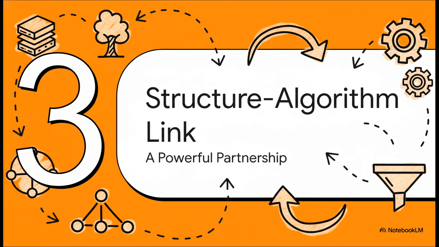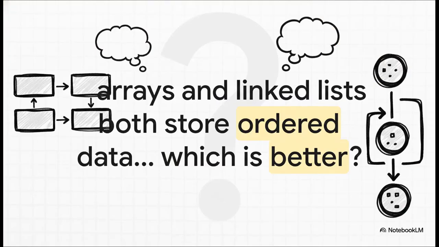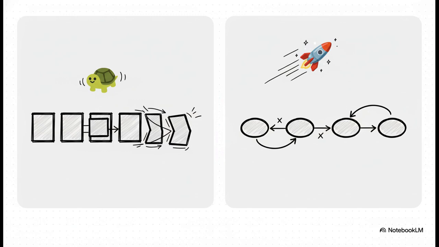But the real magic, the secret sauce of programming, happens when you pair the right algorithm with the right data structure. They're a team, a powerful duo, and picking the right combination is absolutely critical. And that leads us to a huge question. We just saw 2 different ways to store an ordered list: arrays and linked lists. So, which one's better? Should you just always use one over the other? And the answer is, of course, it totally depends on what you're trying to do. It depends on your algorithm.